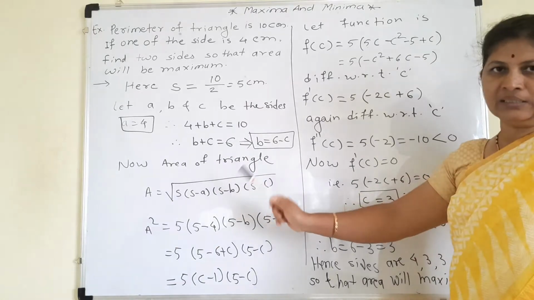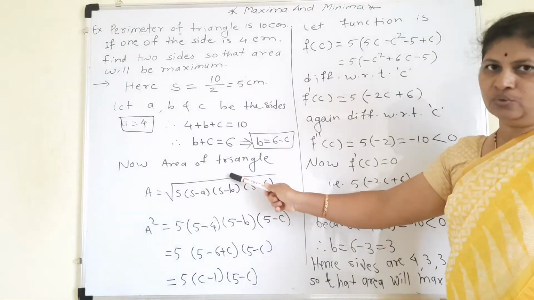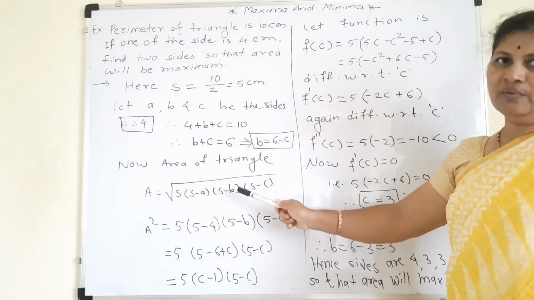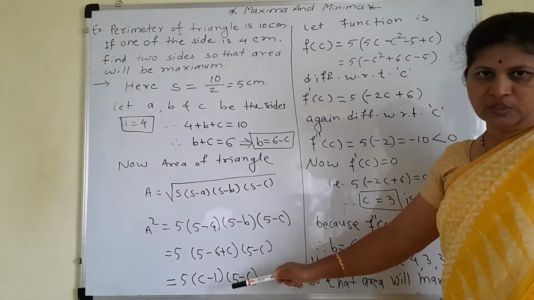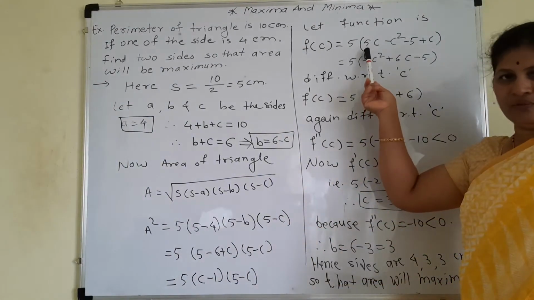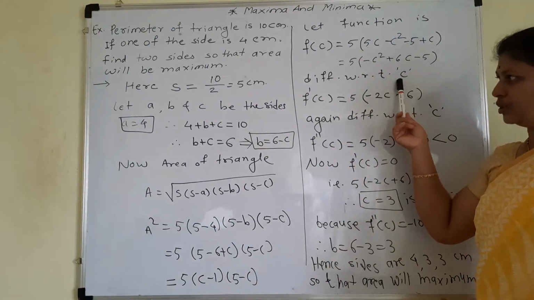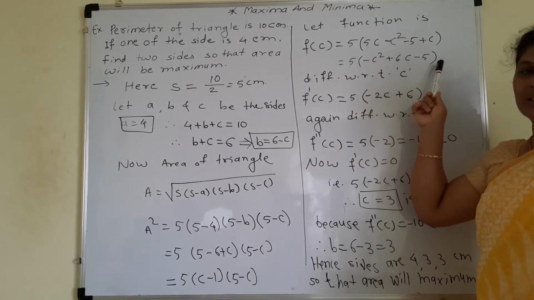Why we squared this? Because this square root is quite difficult to differentiate. It will be lengthy to differentiate. So we square this first of all, then we consider that function. The function is considered, square of this one is our function now. Then differentiate this with respect to C because our variable is C.